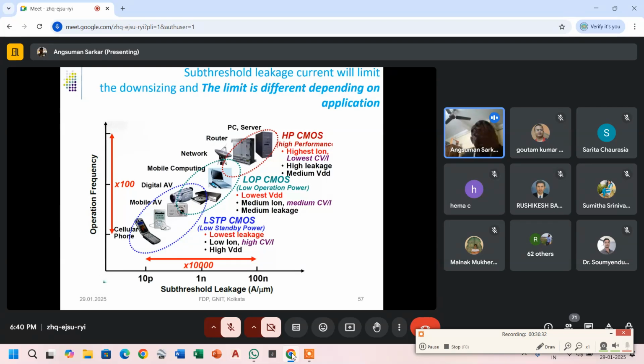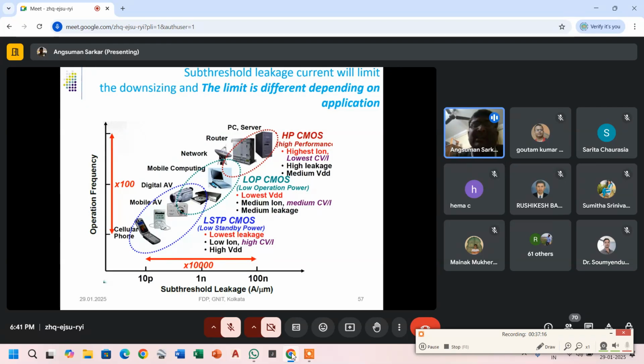In this figure, we'll try to see what the different transistor types are. There you can see three types of things: one is HPCMOS, one is LOPCMOS, one is LSTPCMOS. What is HPCMOS? High performance. We are trying to get high performance. High performance means we are concerned about the performance of the devices, but we are not concerned about the leakage or the power. The power can be anything. We can sacrifice anything for the performance. That is called a high performance transistor.